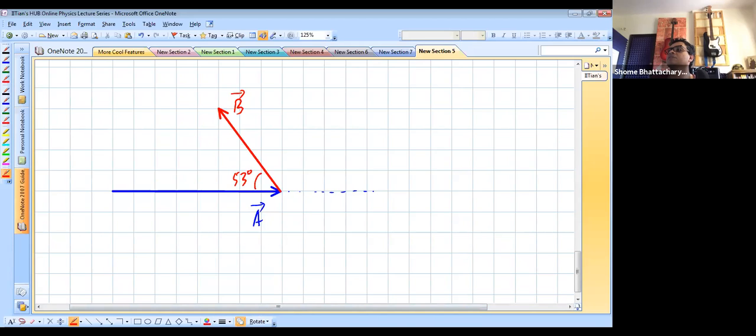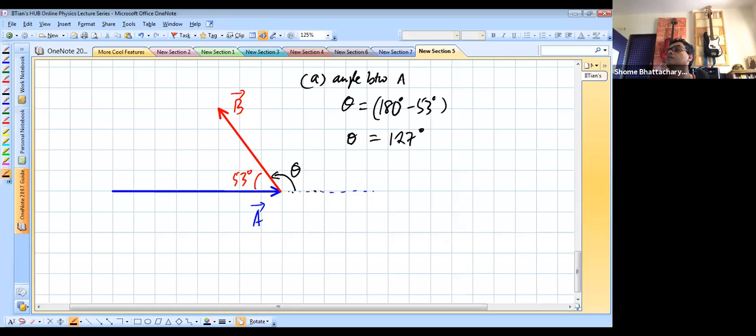But remember, this is not the angle between A and B. And in this case, as you can clearly see in the diagram, this is the direction of vector A, whereas this is the direction of vector B. So to turn from the direction of vector A, which is this, to the direction of vector B, this is the angle that I'm looking for. So that theta, you can see, is 180 degrees minus 53, just the value we were talking about a while back. So it's 127 degrees. So that is the answer to the first part. The angle between A and B is 127 degrees. Okay. Hope this is clear to you.